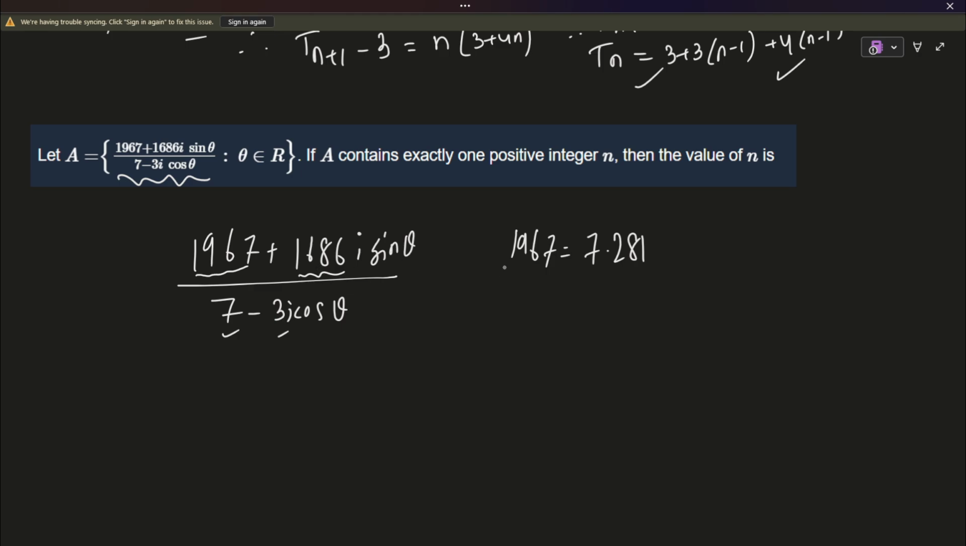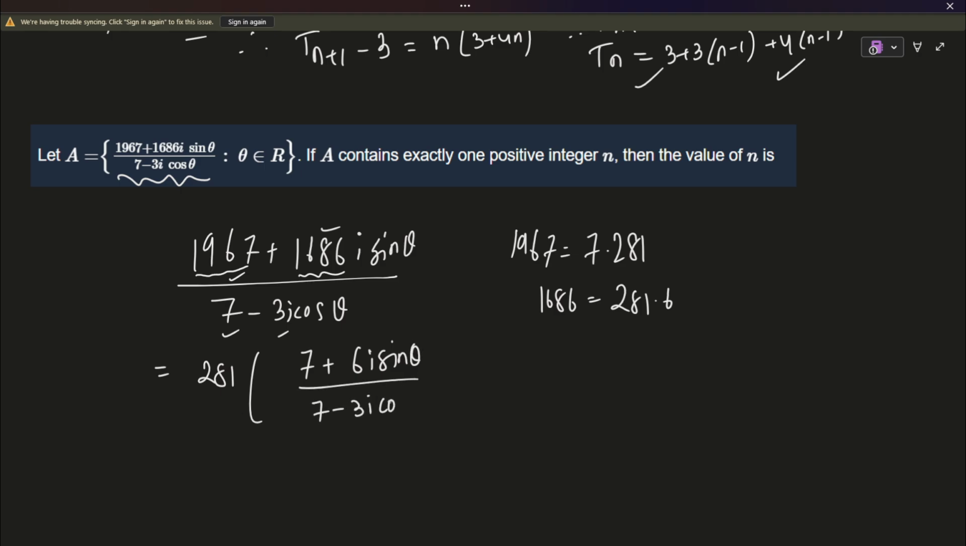But does it divide by 281? When you do that, you simply see that this is nothing but 281.6, because subtracting 280 from 1 from this already gives you this. Which means take 281 common, and your answer right now is something like this: sin theta by 7 minus 3i cos theta. And they're saying there is exactly one positive integer n for which this happens.